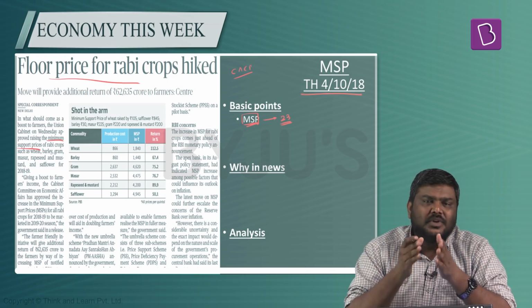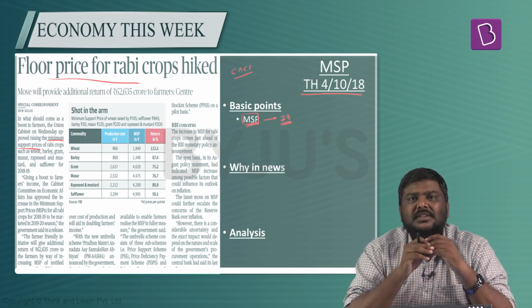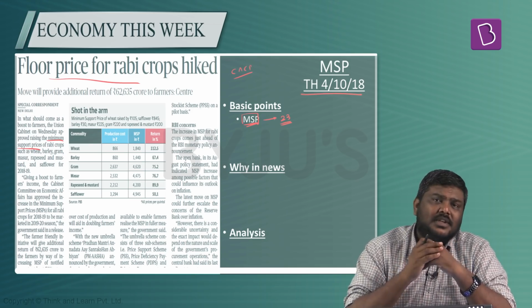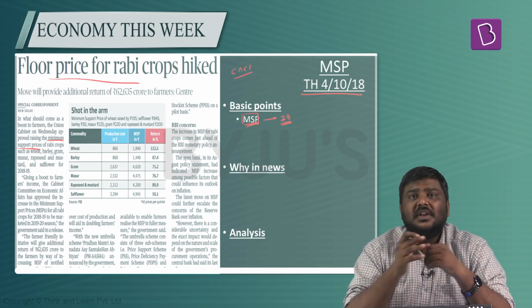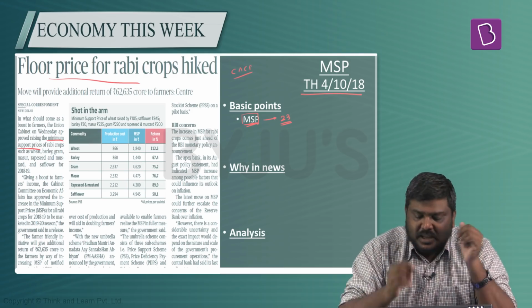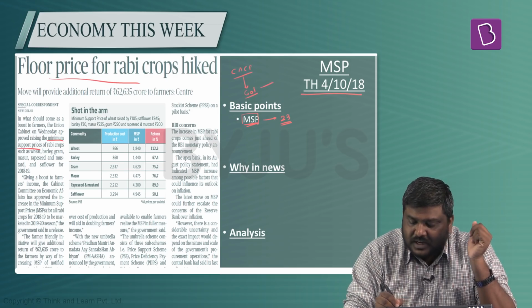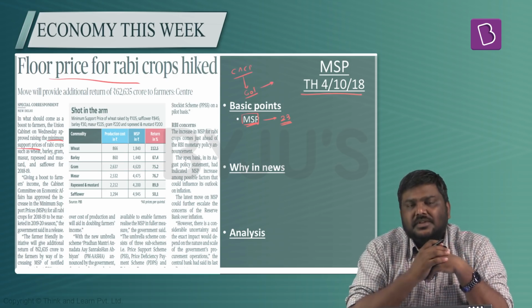Earlier, the CSEP used to consider various factors such as input cost, market prices, supply and demand forces, and international supply of these particular commodities, so that they can arrive at the MSP which they would recommend to Government of India, and Government of India would then announce the MSP based on this.